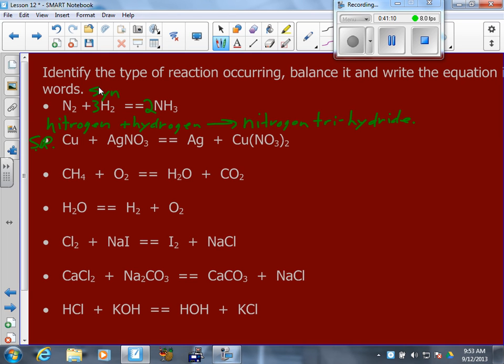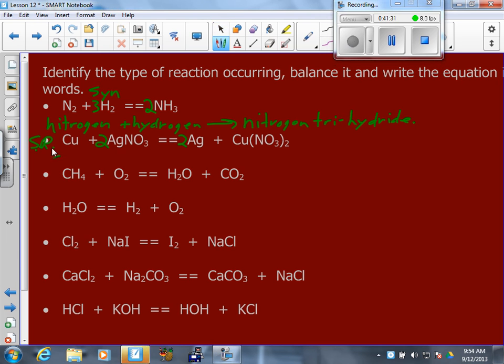There are 2 nitrates over here, though. That means I need to put a 2 here. How many silver does that give me now? 2. So I have to go back and put a 2 here. Is it balanced now? Yeah. All right, try the other ones. I'll give you a few minutes and then we'll go through them together.